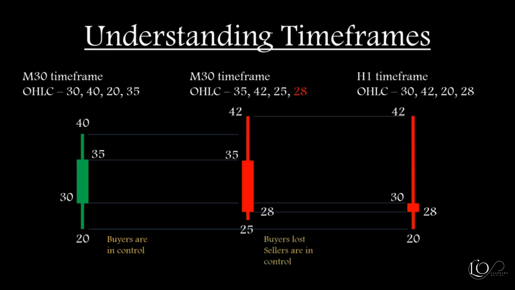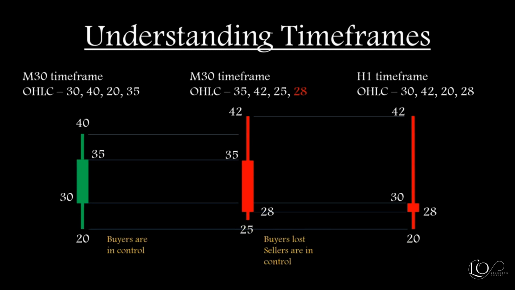The second one, buyers lost. So buyers, when it opened, they tried to push it all the way up. So price went up, but then sellers came in and the selling pressure was so high that it went all the way down. And at this point, some buyers did manage to push the price back upwards. So it didn't close at 25, it closed at 28.